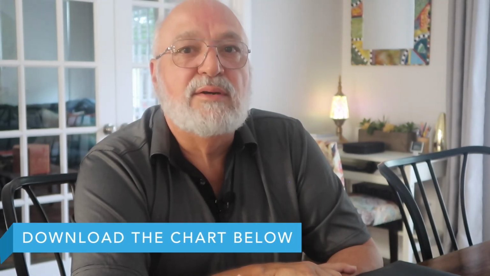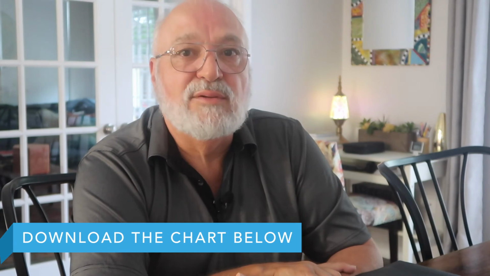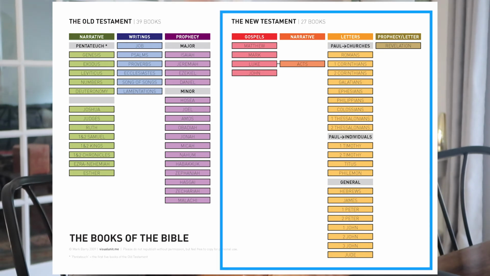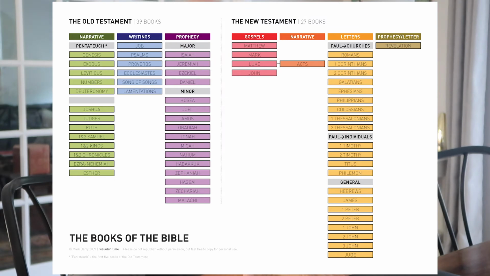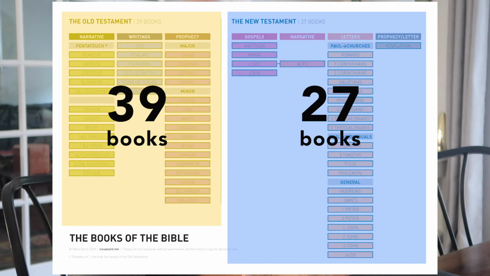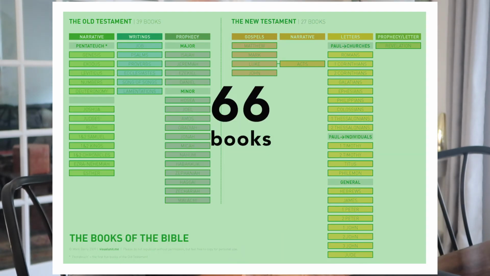We are now going to look at our Books of the Bible chart, and if you want a copy, there is a link below where you can download it. So as we look at our chart, we see the first division of the Bible is into the Old Testament and the New Testament. The Old Testament has 39 books. The New Testament has 27, for a total of 66 books.